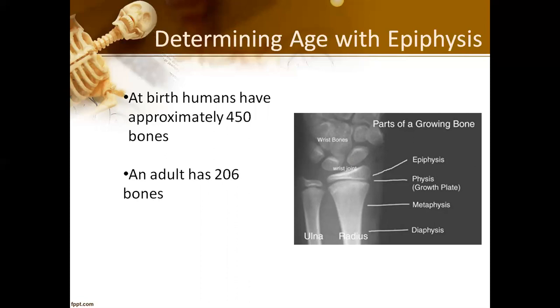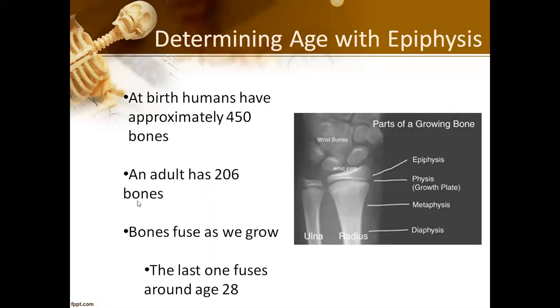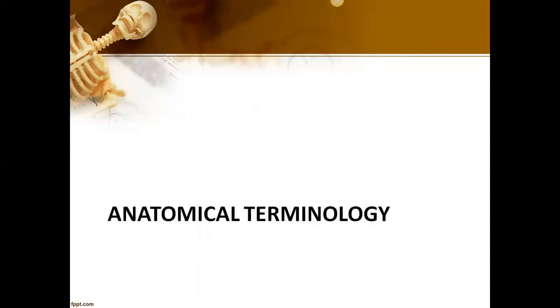Those two bones, the epiphysis and the diaphysis, fuse as you grow, and they fuse at certain ages. So we can tell, based on what growth plates have fused into the long bone, what your age is. The last of the growth plates fuses around age 28, but you have several growth plates all over your body. Okay, now let's take a look at terminology.